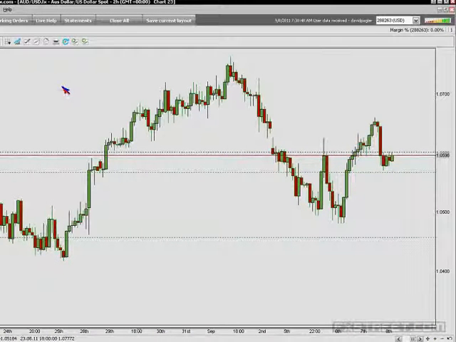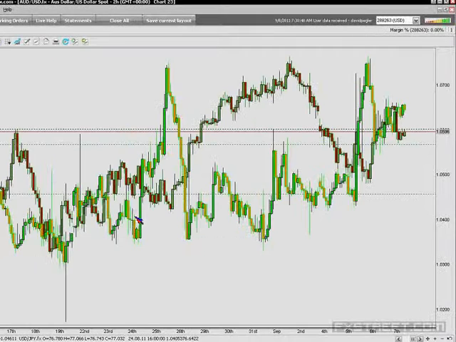Here's an Aussie dollar 2 hour. Here's the USD/JPY overlapping the Aussie dollar. Now, why are those two important? Because they're the two currencies that make up the Aussie yen. And I'm cutting to the chase in a minute.